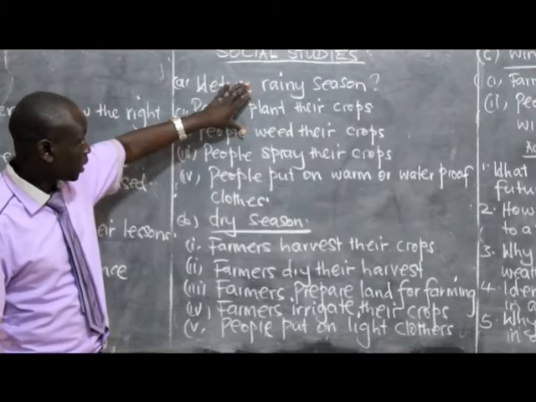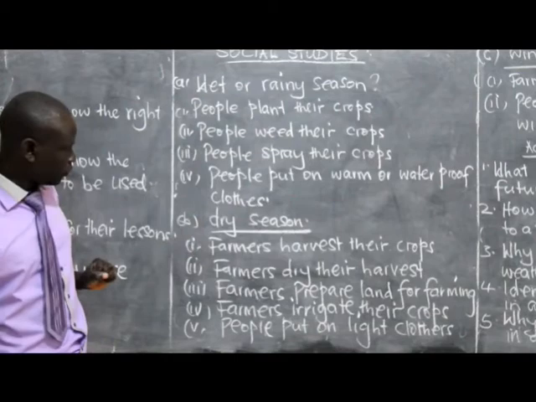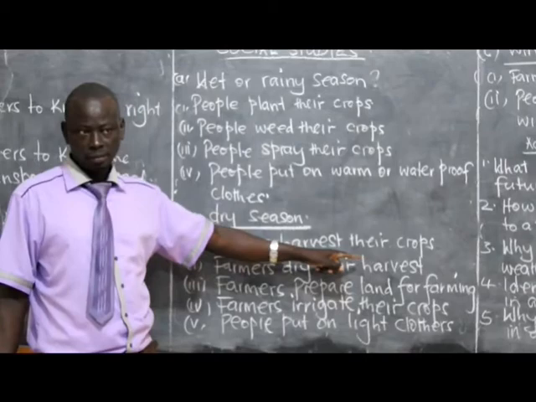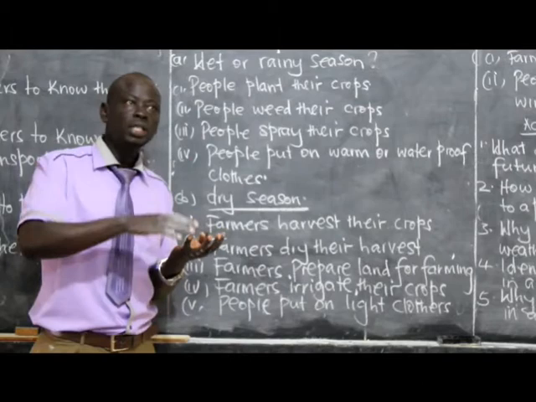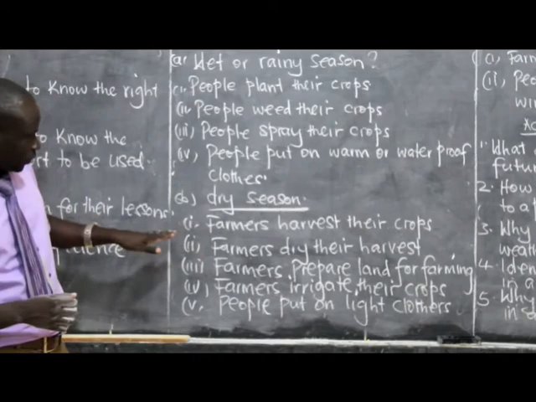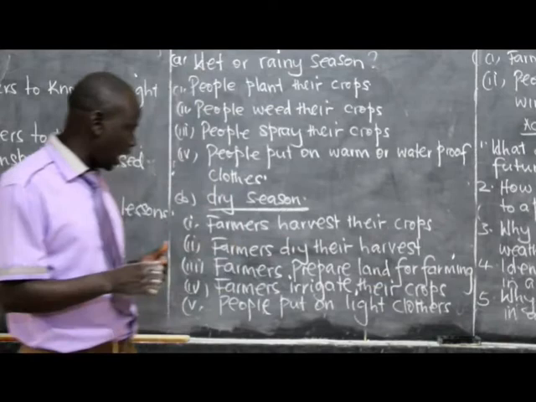Now, let's see during a dry season. To a farmer, that's the time to harvest the crops. So it is the harvesting time. It's staying in the farm, it's time to harvest, because the hot season helps these crops to get ready fast. Then, farmers prepare land for farming. It is time for preparing their land, waiting for a rainfall season.